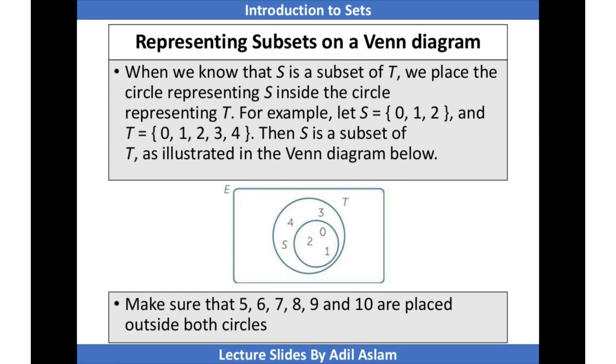Okay. So originally, if our universal set E was 0 to 10, then 5, 6, 7, 8, 9, and 10 should be outside both the circle representing T and the circle representing S. So the empty spaces should occupy that because they are part of the universal set, but they are not found either in set S or in subset T of the universal set.